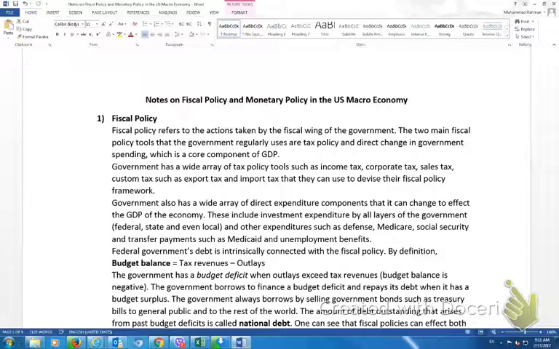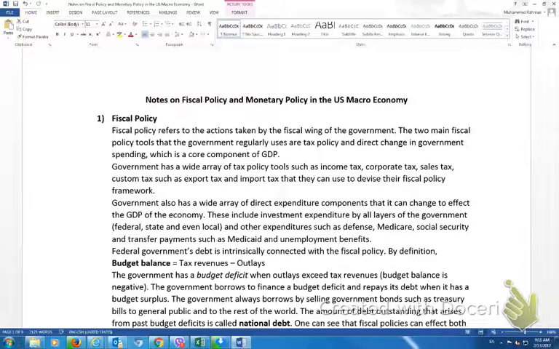Welcome back. Today we are going to talk about the nature of fiscal policy and monetary policy in a country like USA and how these policies affect the US macroeconomy. In discussing how these policies affect the US macroeconomy, we will basically focus on several important macroeconomic variables such as the GDP, the interest rate, and inflation, the price level of the economy.